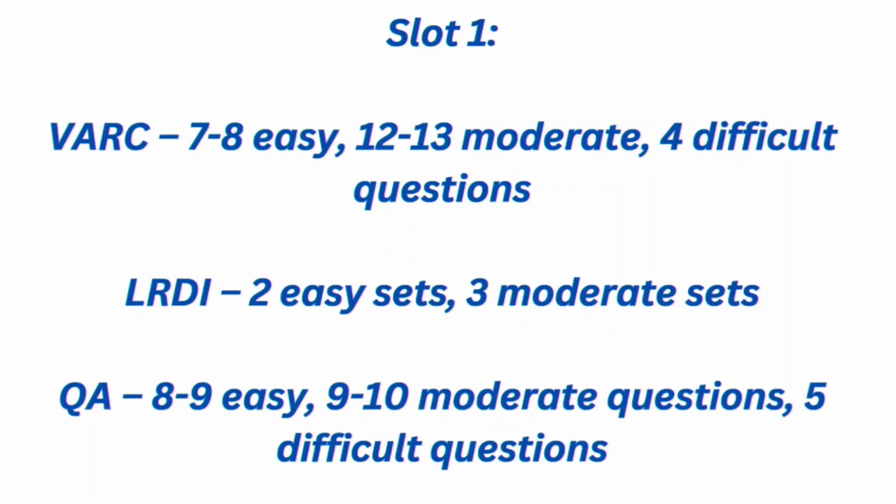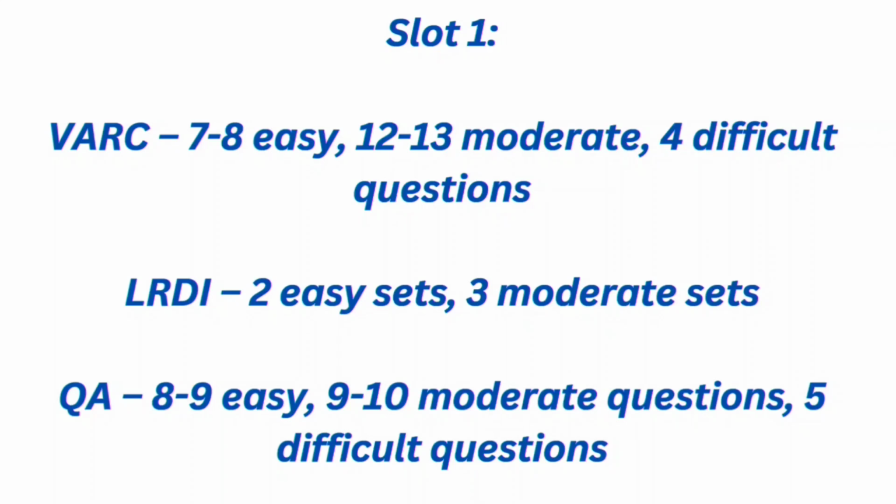Now if we consider the marks versus percentile for the MBA CAT entrance examination 2024, coming to the overall difficulty for CAT 2024, in slot 1 the verbal ability and reading comprehension section consists of 7 to 8 easy questions. Then there were 12 to 13 moderate difficulty level questions, and 4 questions were difficult questions.